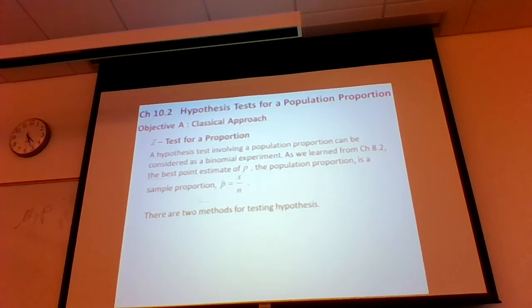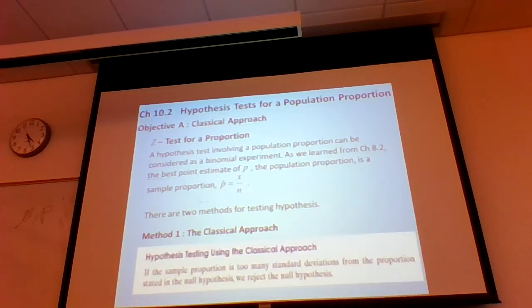And here are the two methods that we can use for testing hypotheses for proportions. The first method we call the classical approach. That basically compares z values. So the classical approach compares z values. That's probably the easiest way I can explain it. So we're going to look at a normal distribution? Definitely.